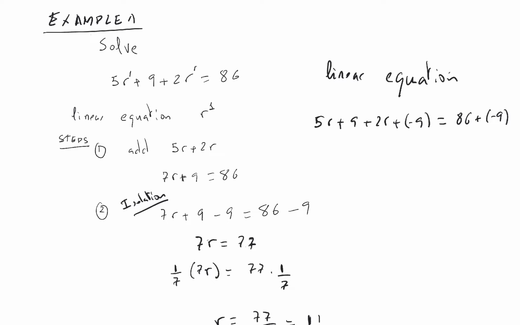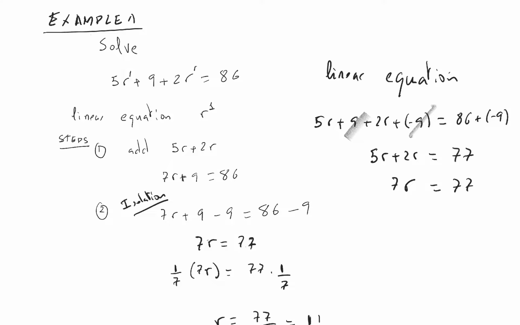So this 9 will cancel with this 9. And now what I will have is 5r plus 2r equal 86 minus 9. 86 minus 9 is 77. Now I will solve 5r plus 2r. 5 apples plus 2 apples is 7 apples. 7r equals 77. Now I have to isolate the r.